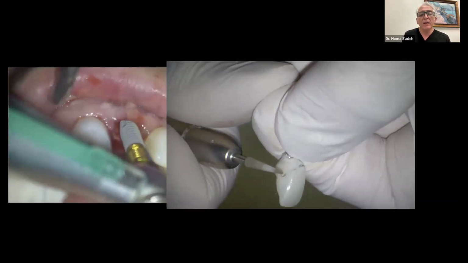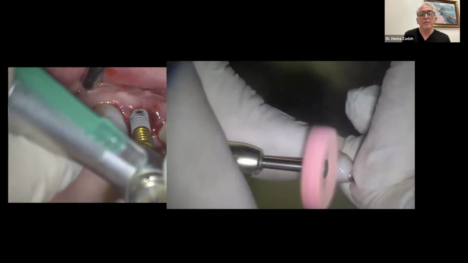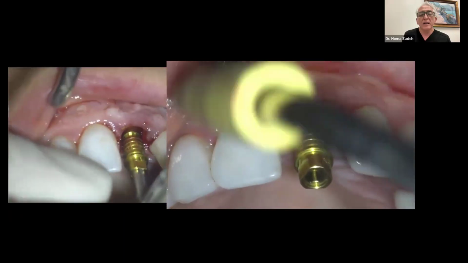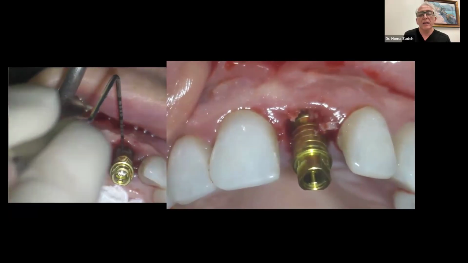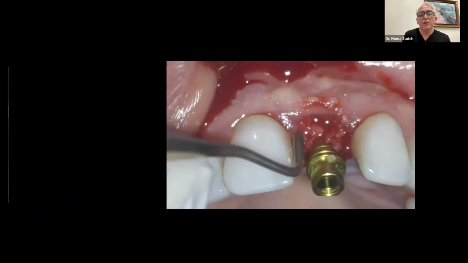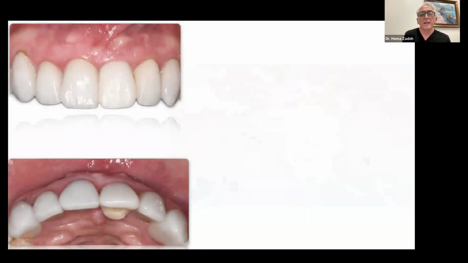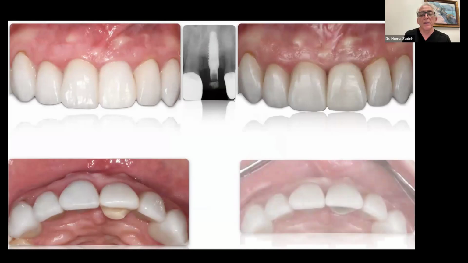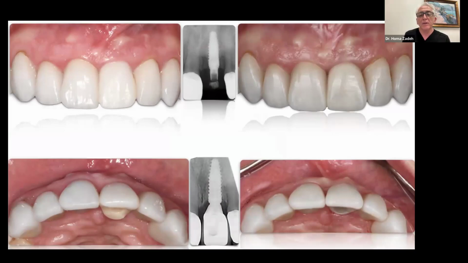Then we place the implant, very stable implant placement, and then grafting around there, making an immediate provisional. And you can see that this is the provisional. Then this is the final, and very stable tissue, and we're able to match the contralateral tooth very well.